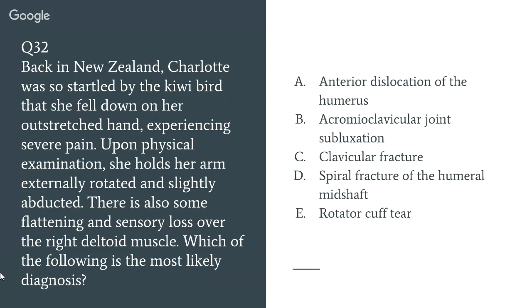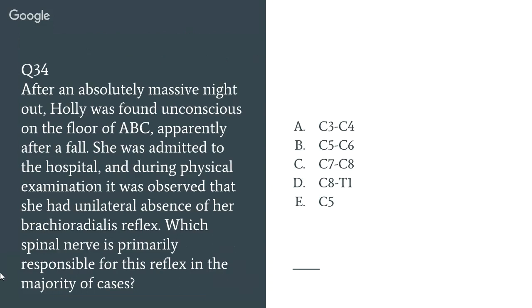Just because we're running low on time, I might just skip ahead to question 34. After a big night out, Holly was found unconscious on the floor, apparently after a fall. She was admitted to the hospital, and during physical examination, it was observed that she had unilateral absence of a brachioradialis reflex. Which spinal nerve is primarily responsible? B, good, nice.